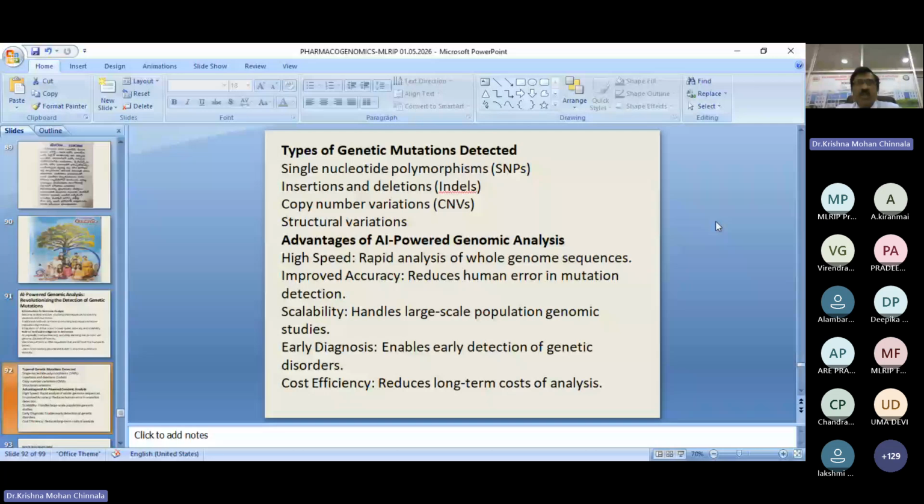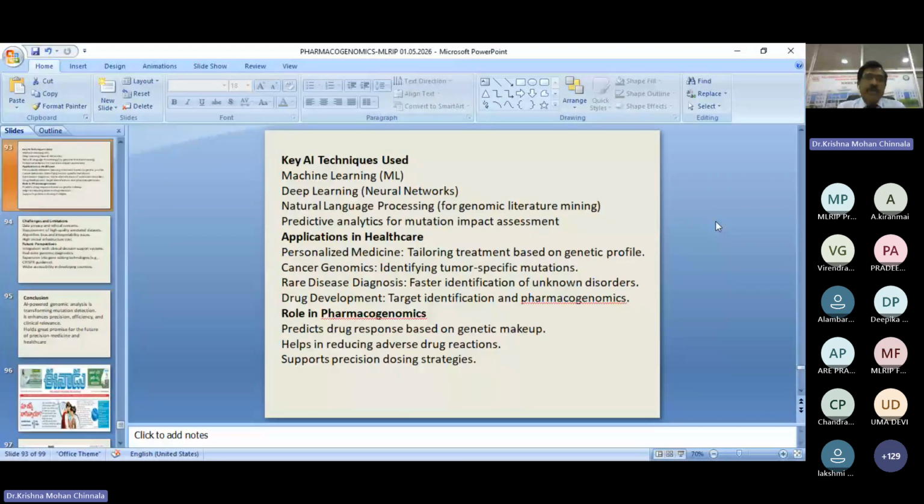So detection of diseases, whether genetic or cancer-like diseases, may save or extend life. That's what I want to say here. And cost efficiency, already we discussed a lot about it. Key AI techniques used are machine learning and deep learning. Then natural language processing for genomic literature mining. Already we discussed the dictionary and all, ATGC, etc. Predictive analytics for mutation impact assessment.